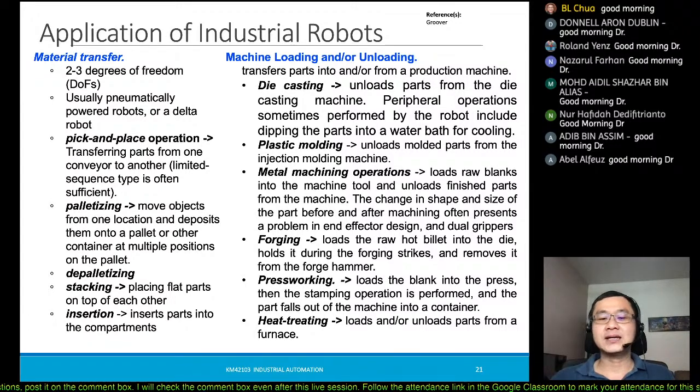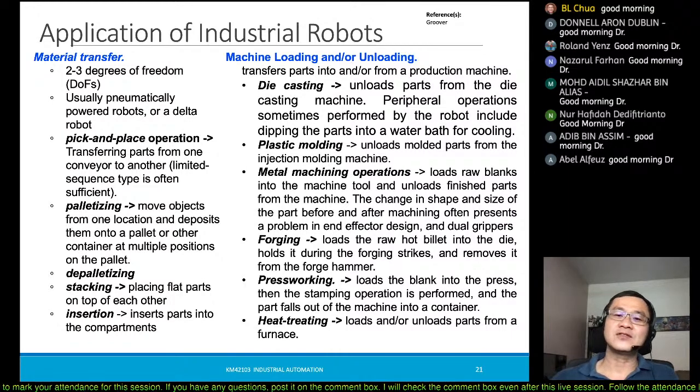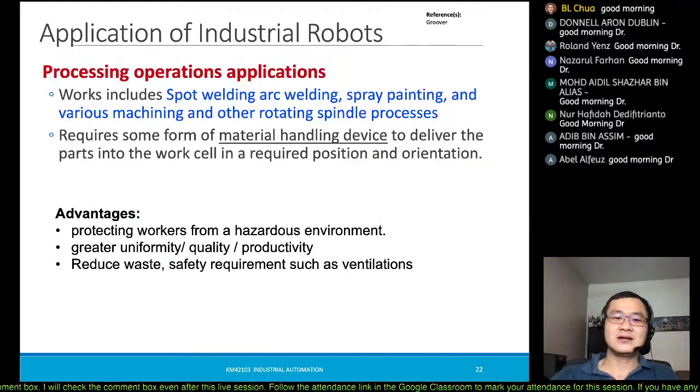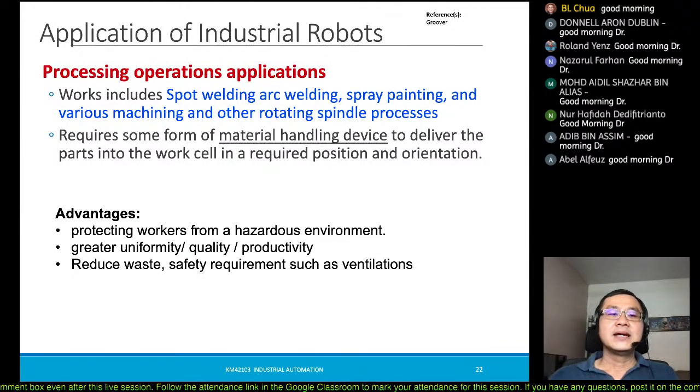Then also press working and heat treatment. These are places where you don't want humans to work, I would say, because of the hazardous or dangerous nature of the hot environment. Everything is still burning there, or maybe it is very noisy. Then the second category of applications will be the processing operations, which include spot welding, spray painting, arc welding, and others, rotating spindle operations or processes.